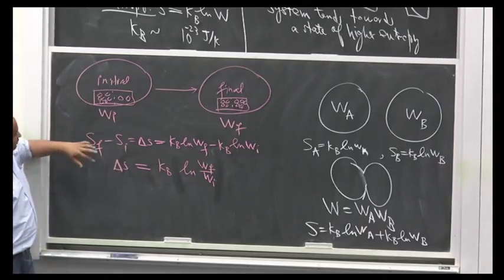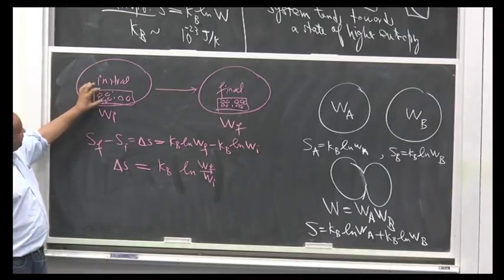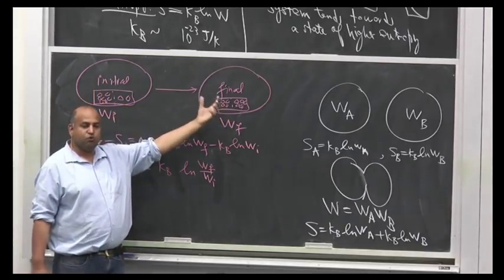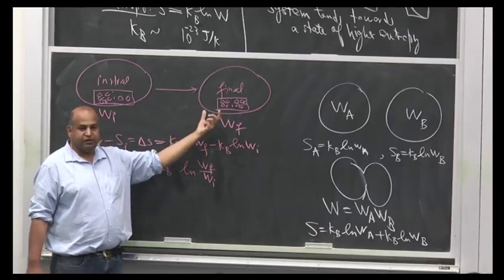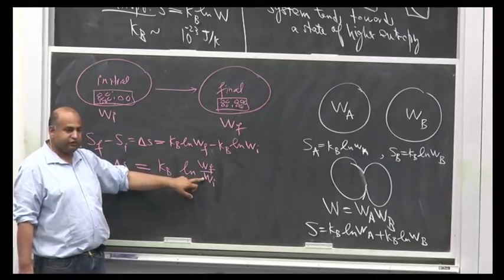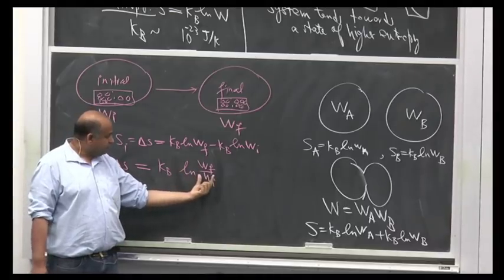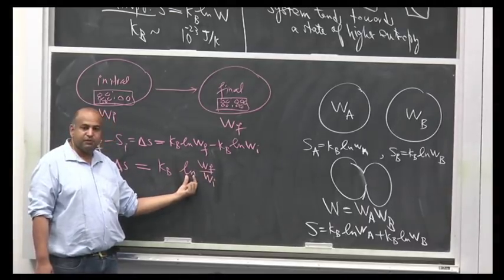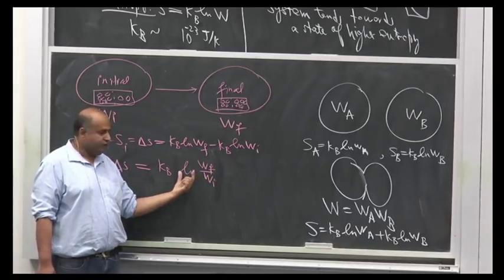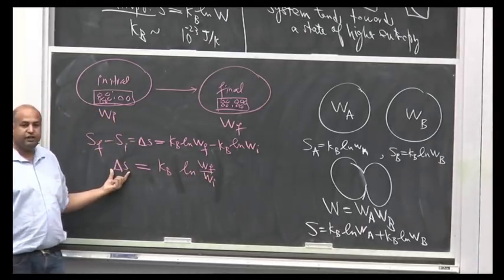Now from here we can see one thing very easily, that when a system starts from a least likely state and evolves to a more likely state, its entropy increases. So in the final state, W is greater than the initial state, so this number is greater than 1, so log is positive. Whenever we have a number greater than 1, the logarithm is positive. Whenever we have a number smaller than 1, the logarithm is negative. So this is a number greater than 1, this is positive, so the change in entropy is positive.